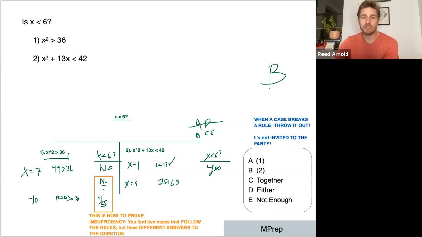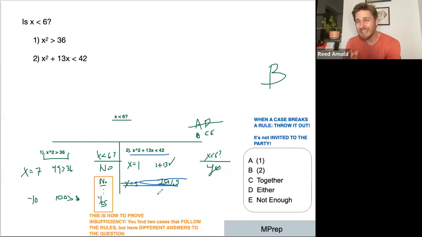The only cases you're allowed to consider are cases that follow the rule. If a case breaks a rule, it doesn't matter what the answer to the question would be. It doesn't matter if x is less than 6 or greater than 6. If it breaks this rule, it doesn't get to come. And you never want to pick a case to see if it breaks a rule.